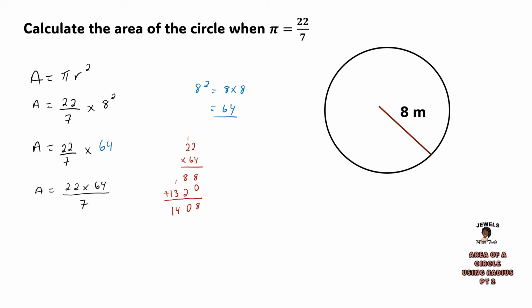And remember that since we do not have any decimal points in this part of our question, we are simply going to input that entire number in our numerator, and then we are going to divide our 7 into 1,408 to get our final answer for our area.